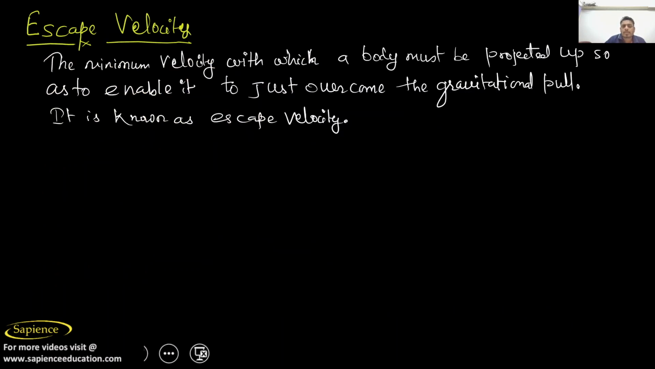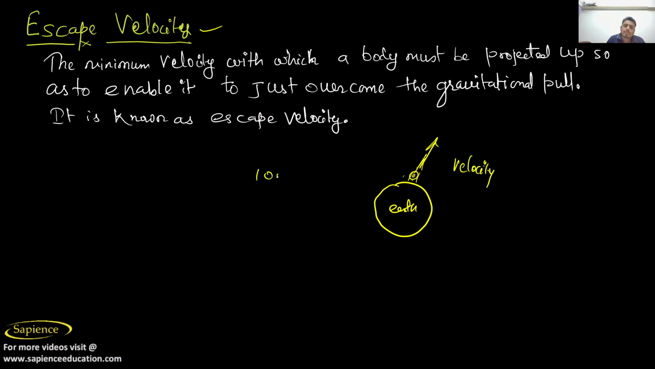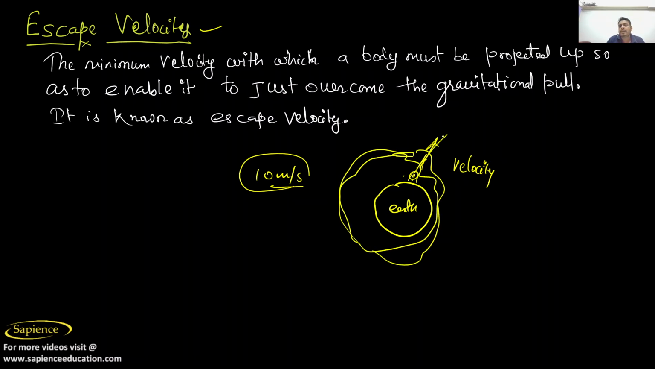Let us see now, what is escape velocity? Let us consider there is an Earth, and you need to launch a satellite with the help of a rocket. As soon as you launch it, you need a required velocity. If you throw it at 10 meters per second or so, it won't work. We require such a velocity that it can break the gravitational field and go out of the orbit, out of the gravitational field of the Earth.